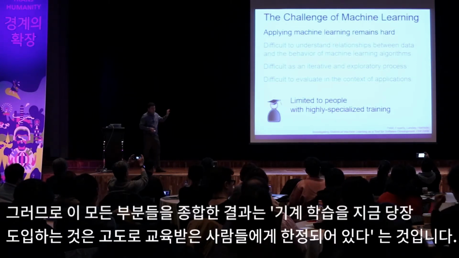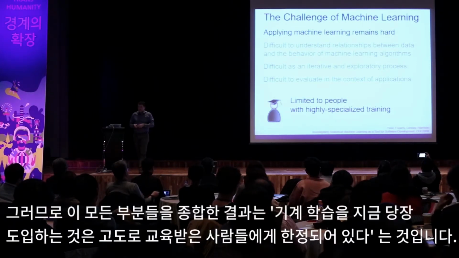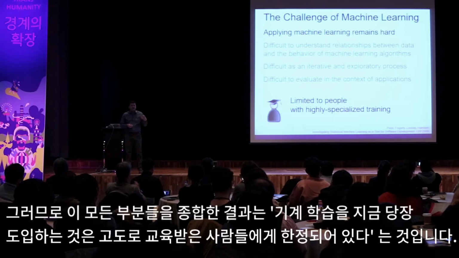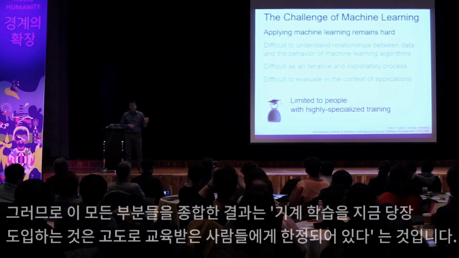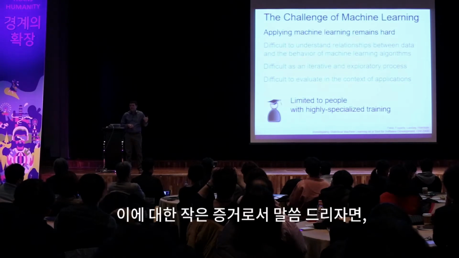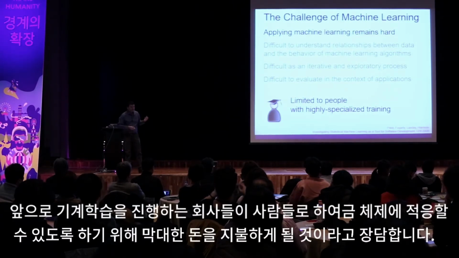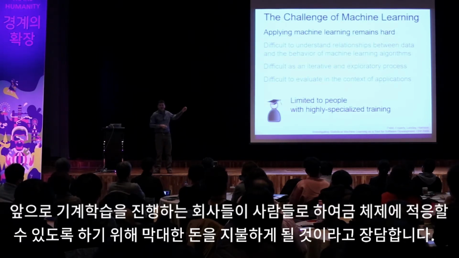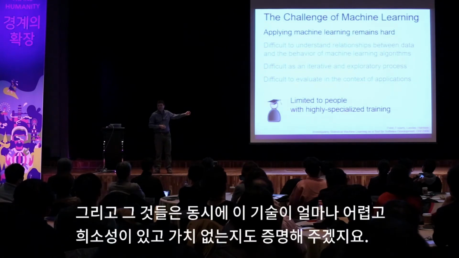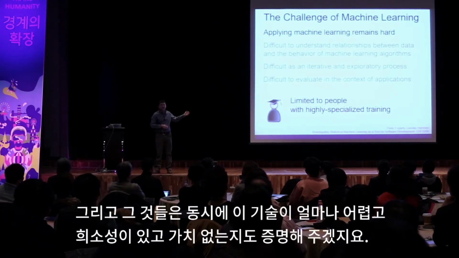And so the consequence of all of this being hard is that the application of machine learning right now is generally limited to highly trained expert people, right? And as evidence of that, I will note the very, very large amounts of money that these leading companies will pay in order to get access to the people with these skills, right? And that shows just how rare and difficult and valuable these skills are.